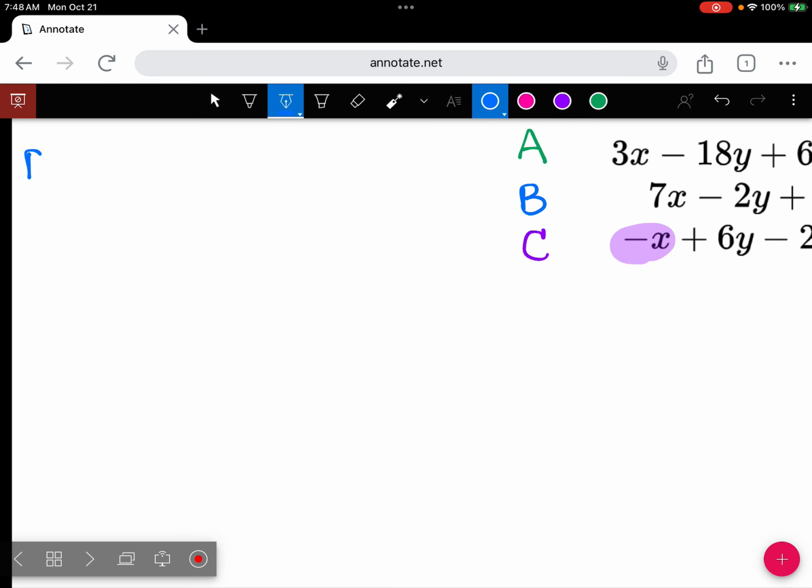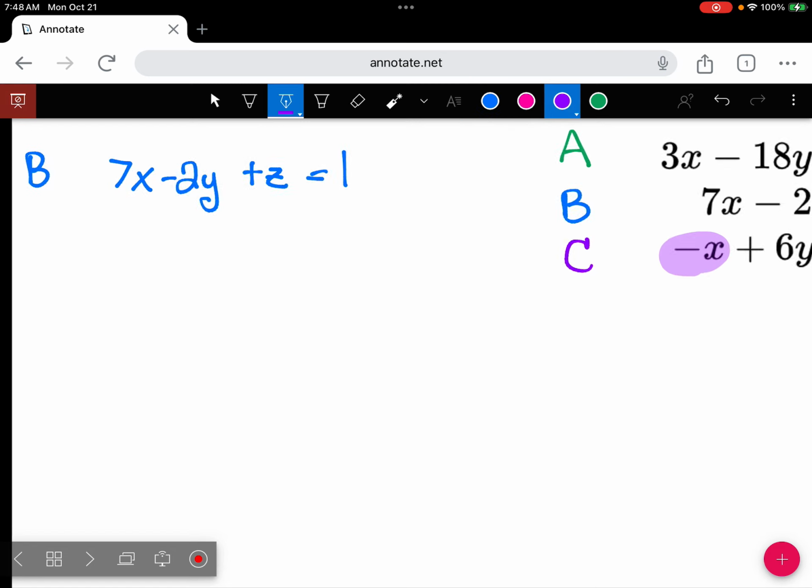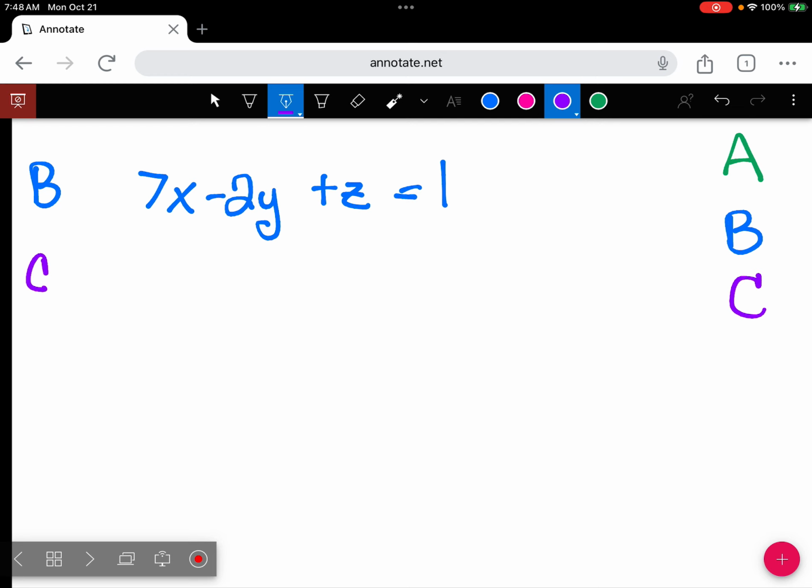So I'm going to use equation B. That's my 7x minus 2y plus z equals 1. And I'm going to take my C times what? 7. Times 7. It's already got the minus sign, so I don't need to do minus 7.